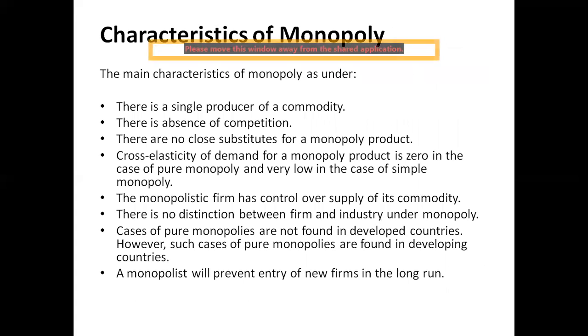So the characteristics of monopoly are: there is a single producer of the commodity, there is absence of competition, there are no close substitutes for a monopoly product, and the cross elasticity of demand for a monopoly product is zero. The monopolistic firm has control over the supply of its commodity, and there is no distinction between the firm and the industry. The cases of pure monopolies are not found in developed countries. However, they are found in developing countries. A monopolist will prevent entry of new firms in the long run.